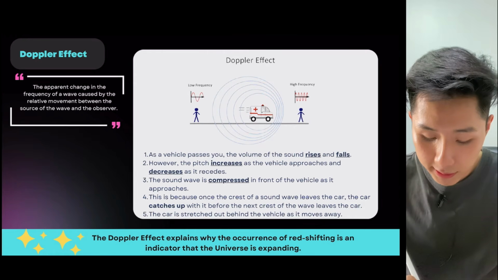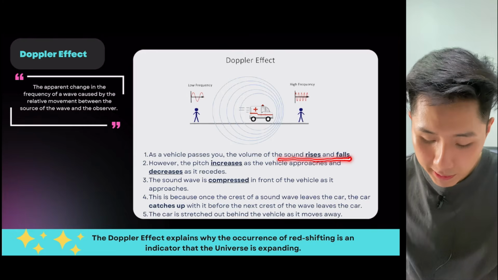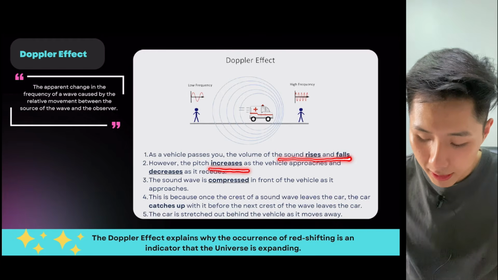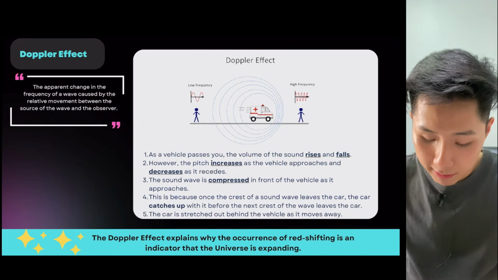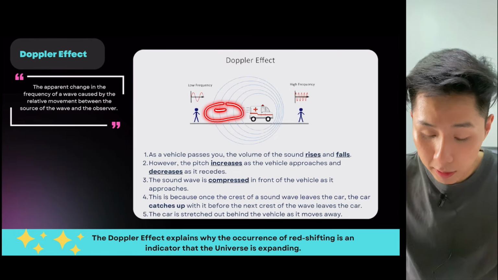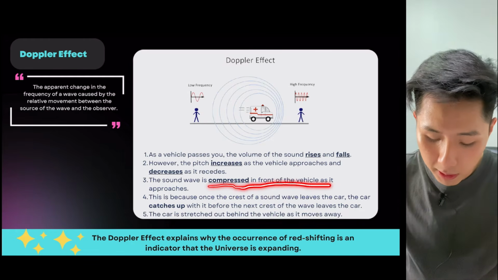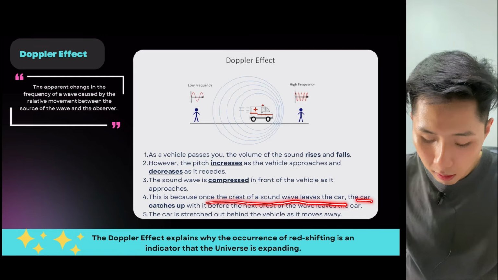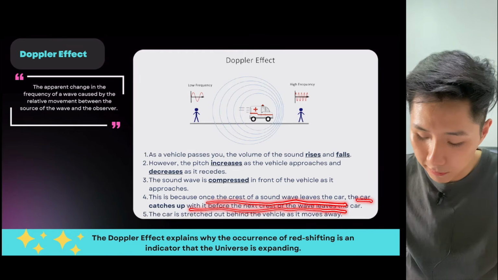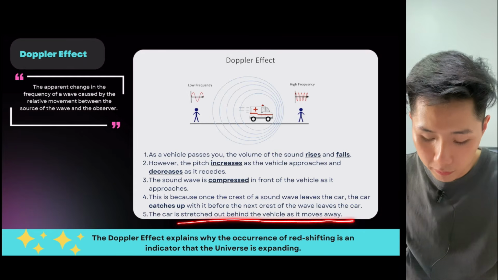So I'll read through this. As a vehicle passes you, the volume of the sound rises and falls. The pitch increases as the vehicle approaches. So here, the pitch increases, higher frequency, and decreases as it recedes, like here. When the frequency decreases, it has a longer wavelength. The sound wave is compressed in front of the vehicle as it approaches. This is because the vehicle catches up with the crest of the sound it emitted before the next crest of the wave leaves the vehicle. The wave is stretched out behind the vehicle as it moves away.